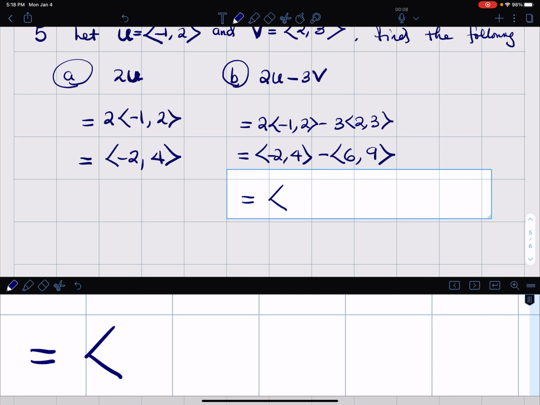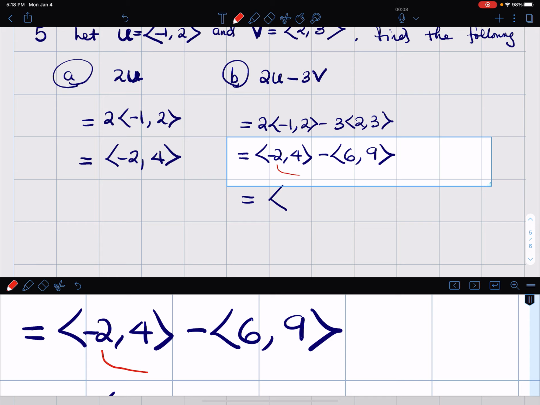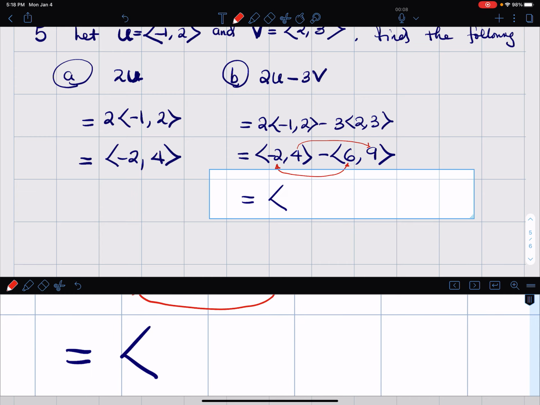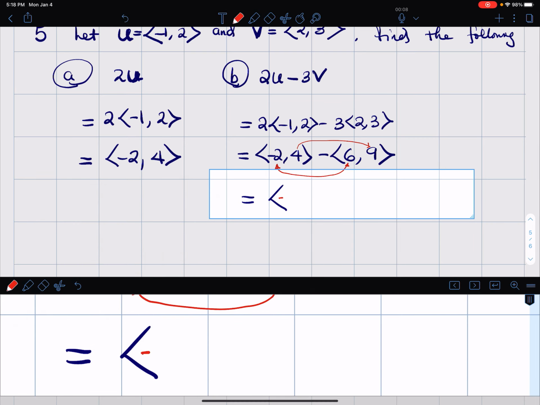Okay, so we're going to subtract. These two will go together, right? -2 and 6. Likewise, 4 and 9. You're subtracting them. So you have, I'm going to write it all out. So it's like -2 minus 6, and then 4 minus 9.